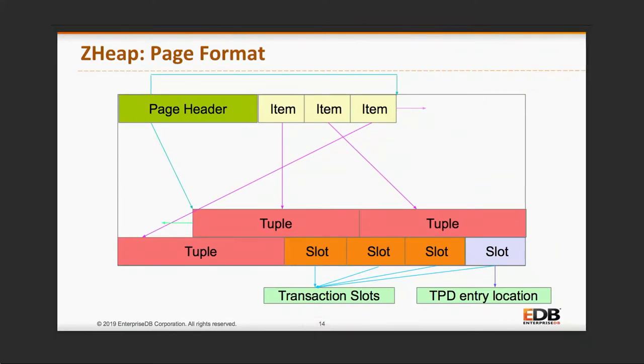This is almost similar to a heap page format. The only difference is that in the opaque space, we have different slots, which keep the transaction information. You can see that the last slot is something written as TPD entry location, so I'll come to that. That is basically, if you need more slots, we allocate a different data page, which we call TPD, and we allocate new slots in that page. So I'll come to that.